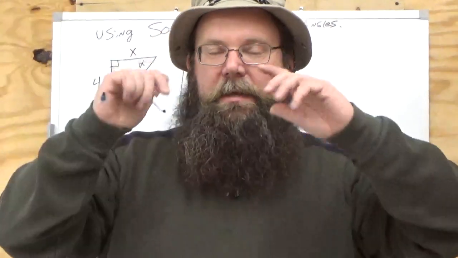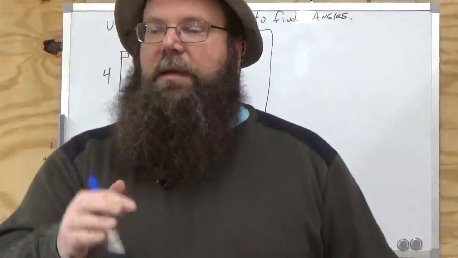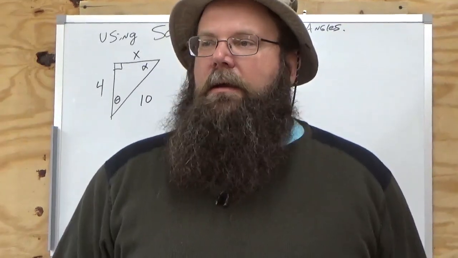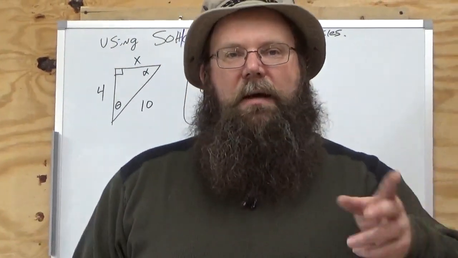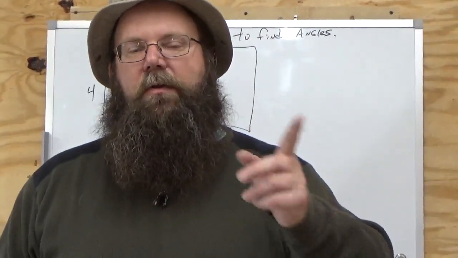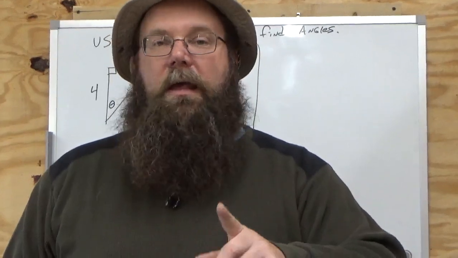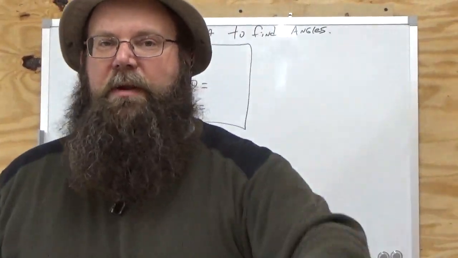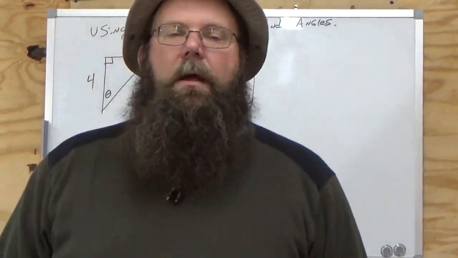So previously we did an intro video where I taught you SOHCAHTOA. Hopefully by now SOHCAHTOA is ingrained in your brain. Some old horse caught another horse taking oats away. Sine is opposite over hypotenuse. Cosine is adjacent over hypotenuse. Tangent, opposite over adjacent. If you're still fuzzy with that, go back and watch that video again. Watch other videos on YouTube. Okay, there's plenty of them on the internet.